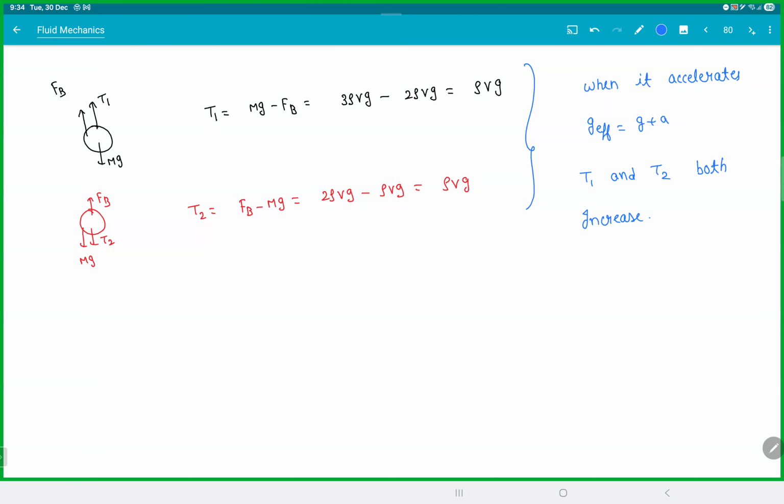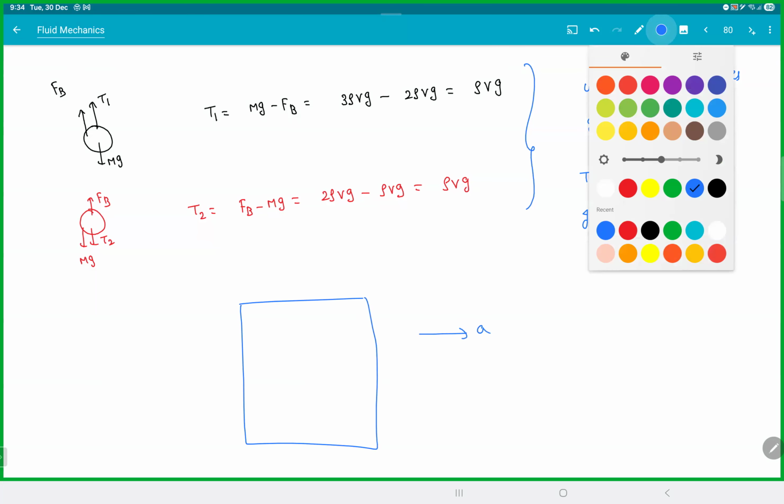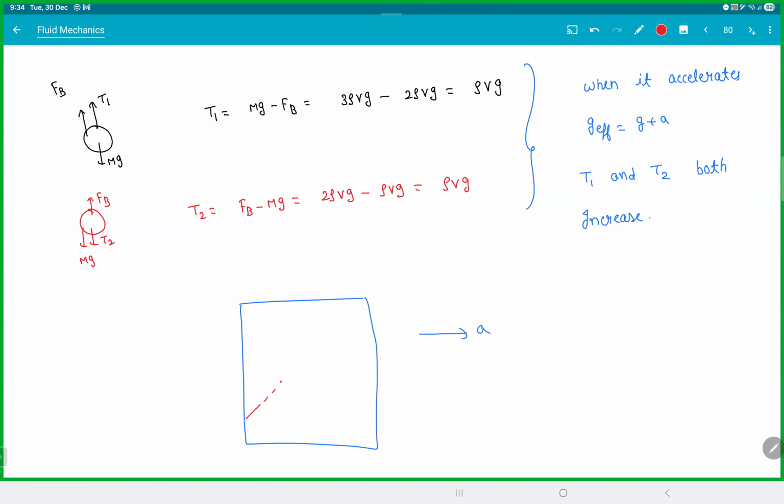Clear with this? Now, what about the shape then? If the container goes horizontally with A, you know what is down. So this would be your G effective.